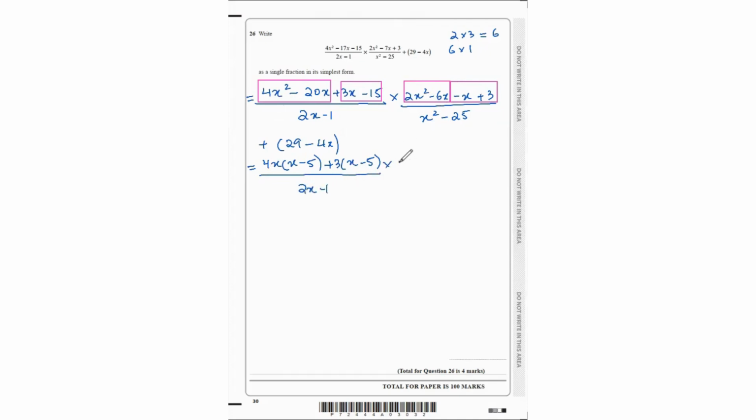In the first group, we have 2x common, so x minus 3 in the bracket. In the second group, we have negative 1 common, so x minus 3 goes in the bracket.